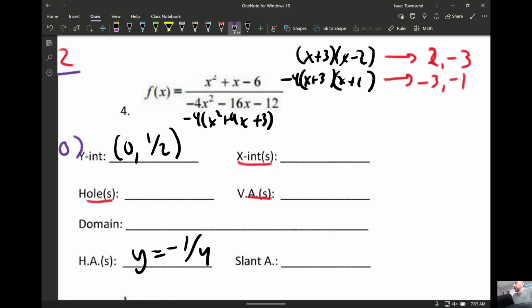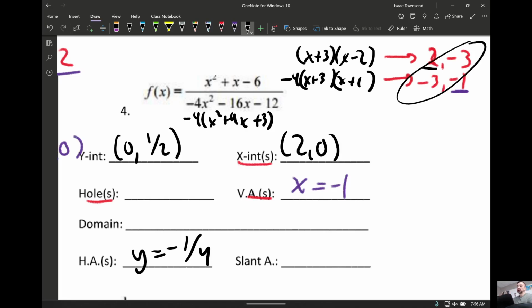But for this one, I've got only one number that makes just a denominator 0, so that's going to create the vertical spike, vertical asymptote. I've got one number that makes just a numerator 0. It's going to make the fraction equal 0, which is going to make y equal 0, which is how you get x-intercepts. And I've got one number that makes the numerator and denominator 0. So that would be the x value of the hole.